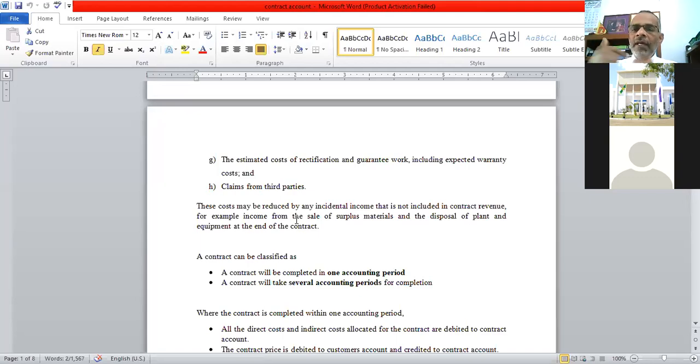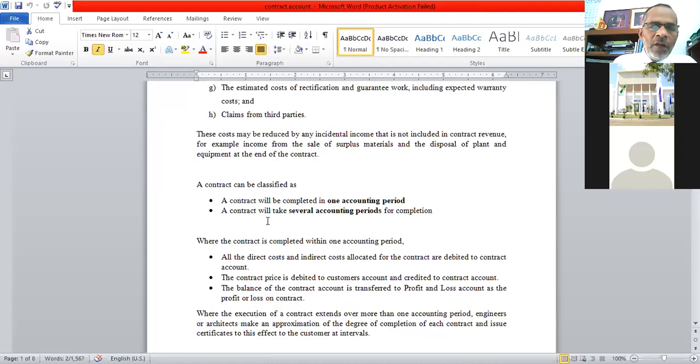We will do the technical part for how to do the accounting for a more than 1 year contract or a less than 1 year contract. We will look at that. Up to now, the things you have to keep in mind: open a contract account, and direct and indirect expenditure would be debited in the contract account. The contract price will be credited. You can find out the gap. Okay, look at.